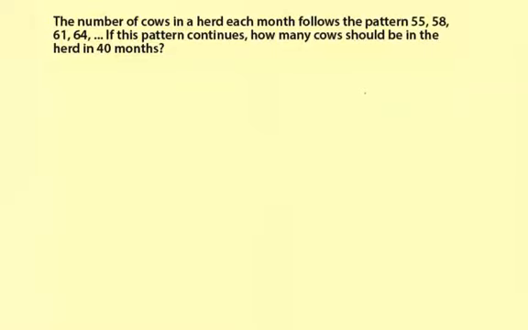Okay, the number of cows in a herd each month follows the pattern 55, 58, 61, 64, and so on. If this pattern continues, how many cows should there be in the herd in 40 months?